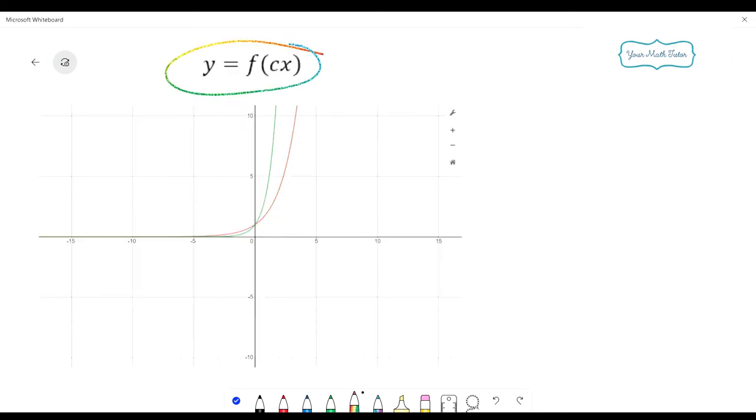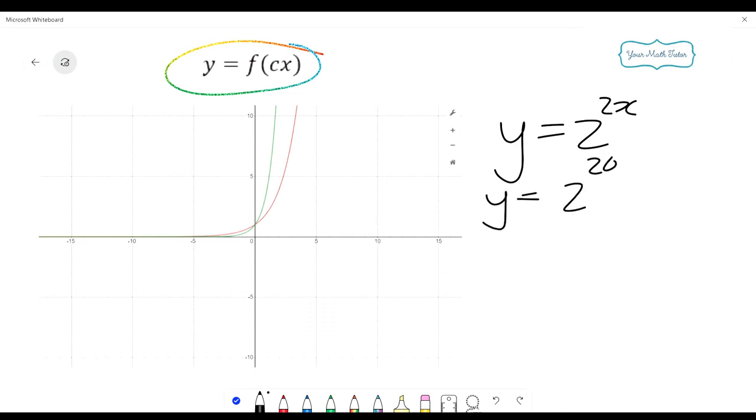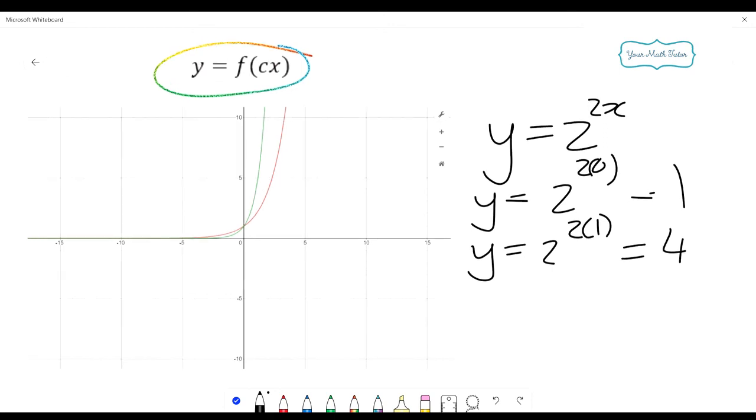Now for this transformation, we are multiplying x by c, and we will get y is equal to 2 to the power of 2x. And then for x is equal to 0, we get 2 to the power of 2 times 0, which is still equal to 1. And then for x is equal to 1, we get y is equal to 2 to the power of 2 times 1, which is equal to 4. So for x is equal to 2, y is going to be equal to 2 to the power of 2 times 2, which is 2 to the power of 4, giving us 16.